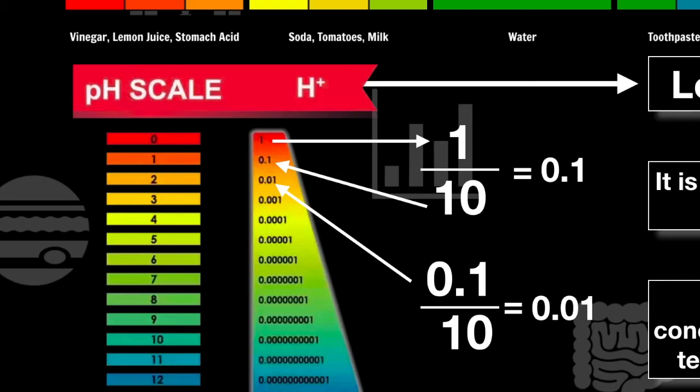In this case, a pH of 1 is 10 times more concentrated than a pH of 2. A pH of 2 is 10 times more concentrated than a pH of 3, etc. It is not a linear function, it is a logarithmic scale.